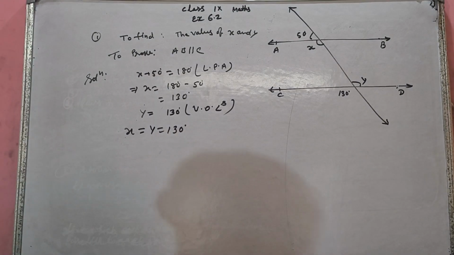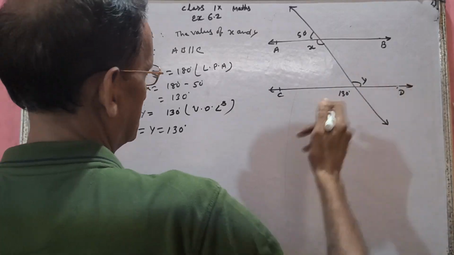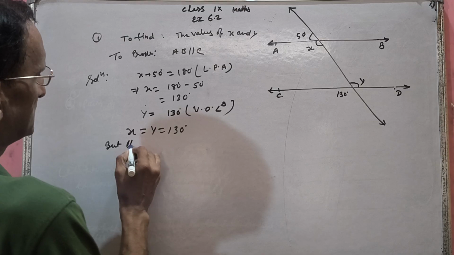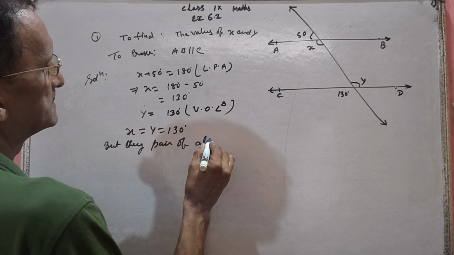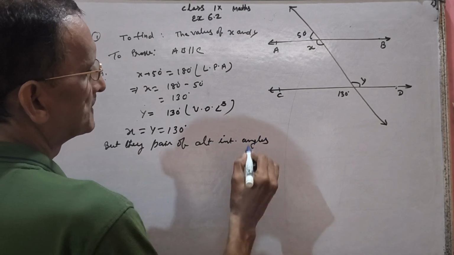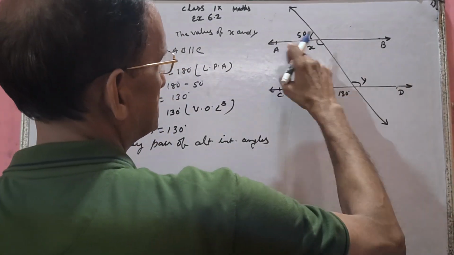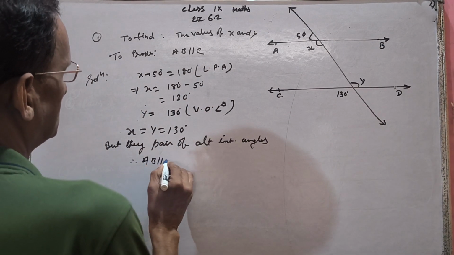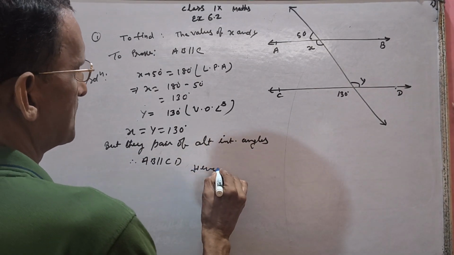But can you observe it? They are a pair of alternate interior angles. And just now we have discussed, if a pair of alternate interior angles are equal, the lines must be parallel. Therefore, AB parallel CD. This is the reason only. So hence proved.